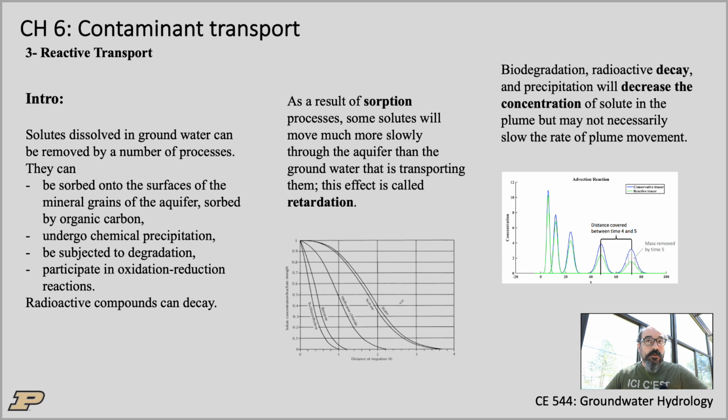There can be chemical precipitation, right? So if you have a salt, for example, that starts precipitating, then it's removed from the plume. Degradation and oxidoreduction are aspects we'll see on the next lecture, and then finally radioactive compounds, right, can just decay at their own pace, so they just disappear. So again, all those chemical reactions essentially remove mass from the contamination.